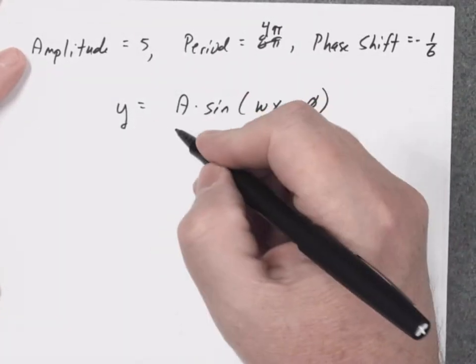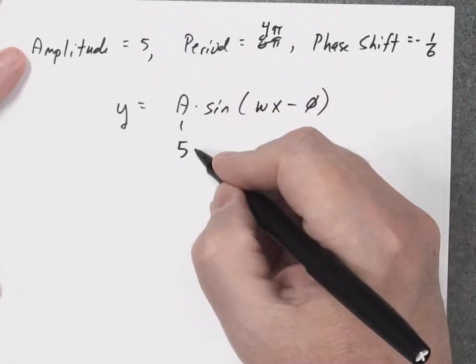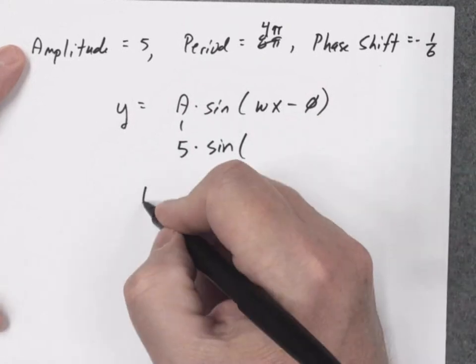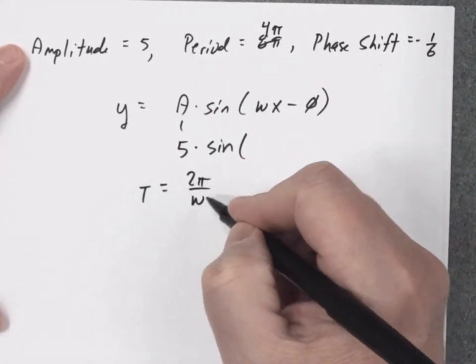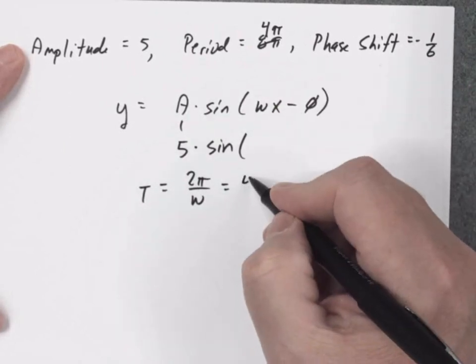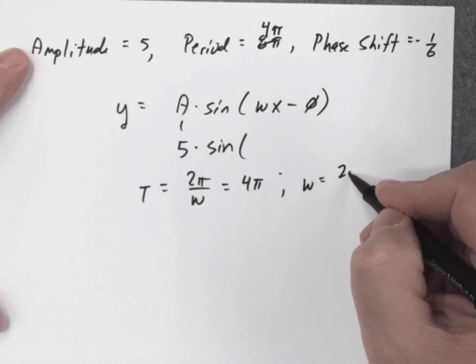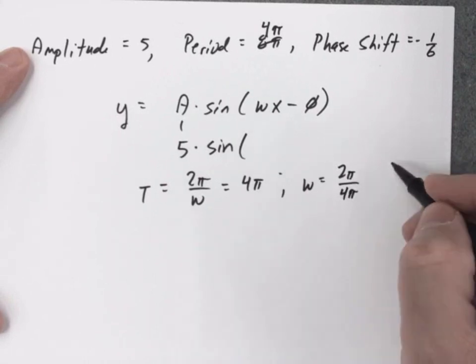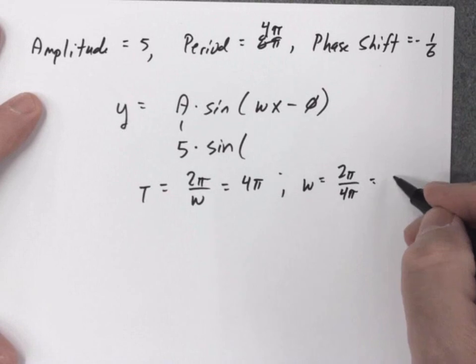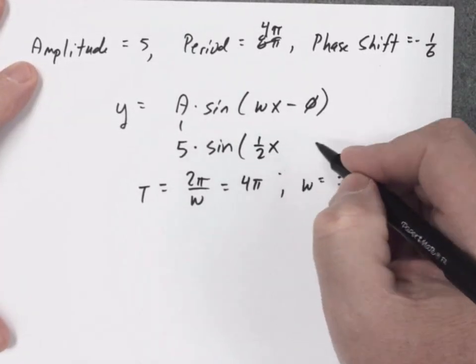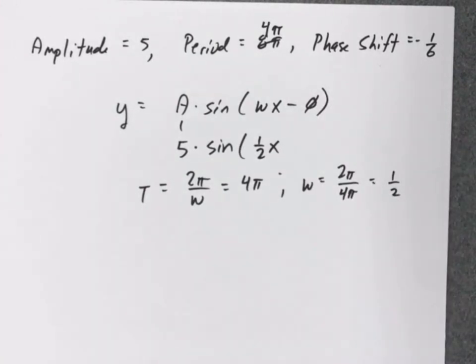Amplitude's always the easy one. It's 5. Now once again, this has got to be a sine equation. I can always find omega if I know the period, because it's 2 pi over omega. Here the period is 4 pi. If I solve for omega, omega equals 2 pi over 4 pi, which is 2 over 4, which is 1/2. So now I can say 1/2 x. Now if I figure out phi, I will have my equation.